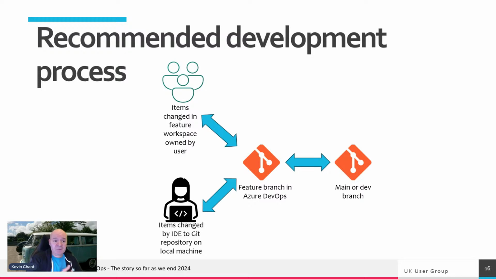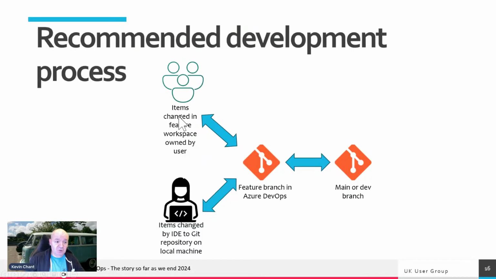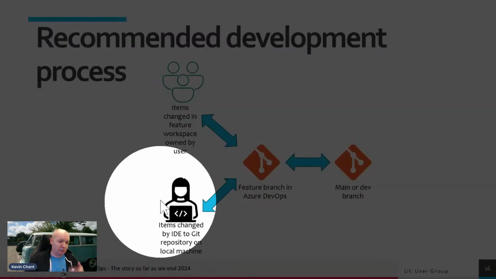First of all, I'm going to cover the recommended development process, and obviously you've just seen something relating to that already. What Microsoft recommends is that you work in a feature workspace, or a workspace that represents a feature you're working on, preferably with a feature branch, which you've copied from your development environment. And you either work in this feature workspace, or you work on the metadata in something like, for example, Power BI Desktop.